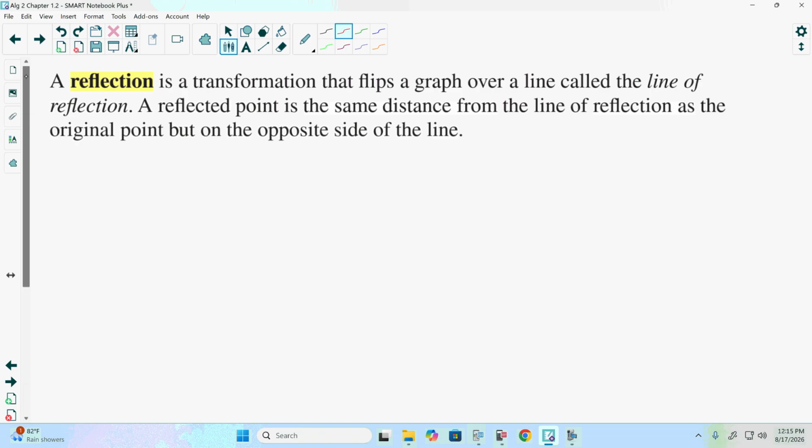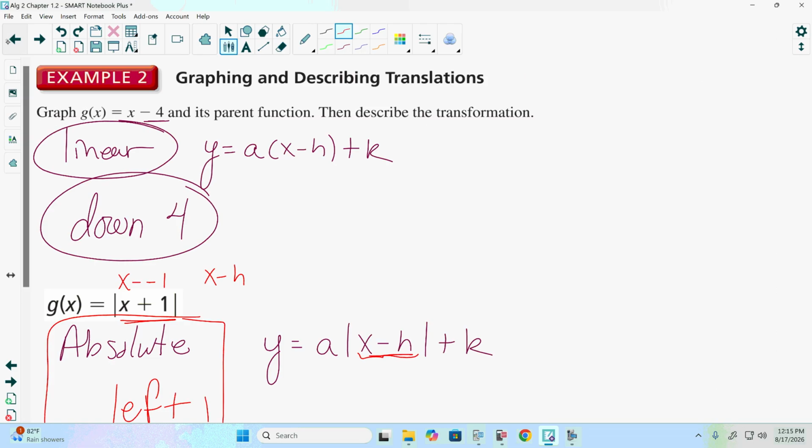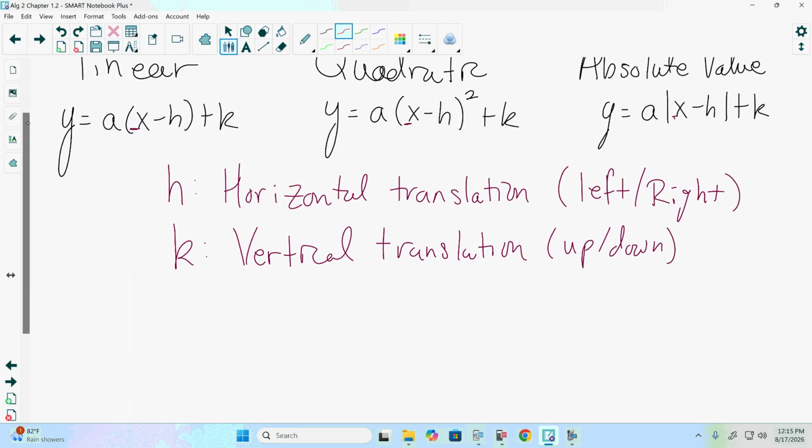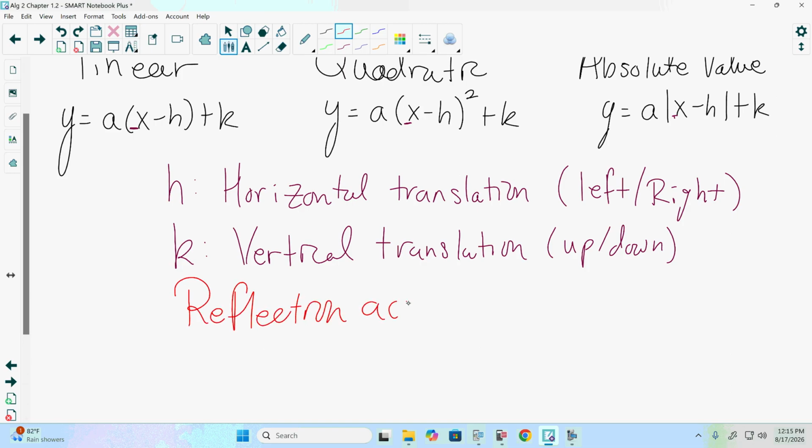Reflection is a transformation that flips a graph over a line called a line of reflection. A reflected point is the same distance from the line of reflection as the original point, but in the opposite direction of the line. It's just flipping it. Now we have a reflection across the x-axis if A is negative.